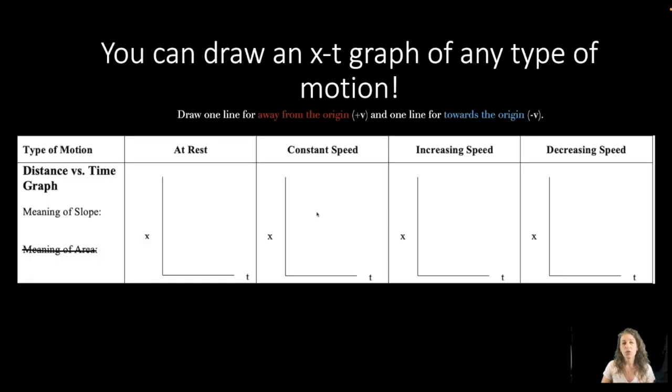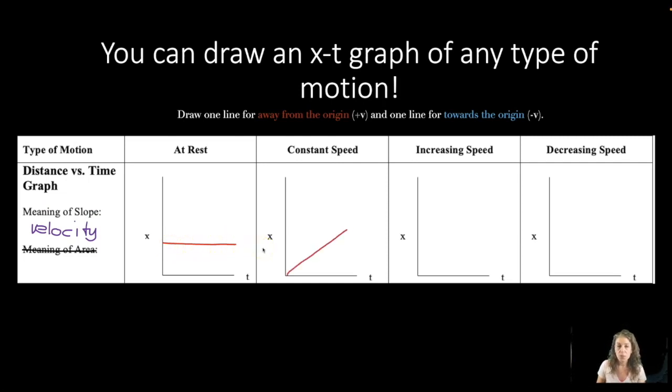You can draw a position versus time graph of any type of motion. For a position versus time graph, remember, the slope means velocity. If you look at this one, your position remains the same the whole time. Whatever number this is, it's some number. We don't have numbers on our axes, and that's okay. But it's at rest because it's at whatever this position is. It stays there, it stays there, it stays there. Also, the slope is zero, and the slope is velocity. Therefore, the velocity must be zero.